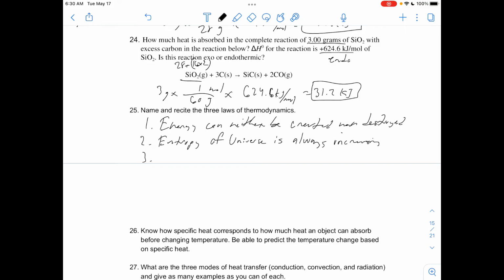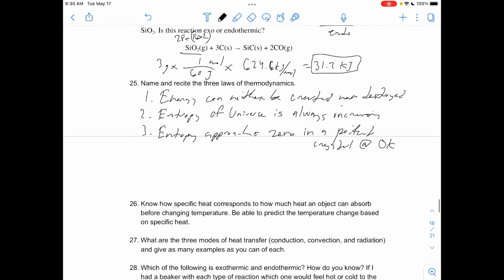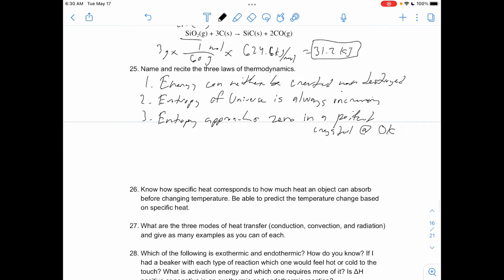And then the last one is what would it look like if there's 0 entropy? So entropy approaches 0 for a perfect crystal at 0 Kelvin, which is the coldest temperature we can attain in our universe, 0 Kelvin.